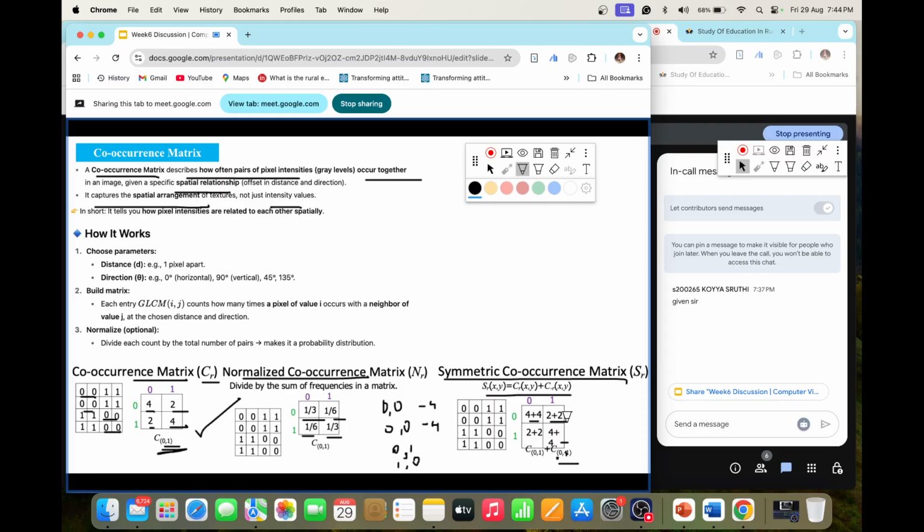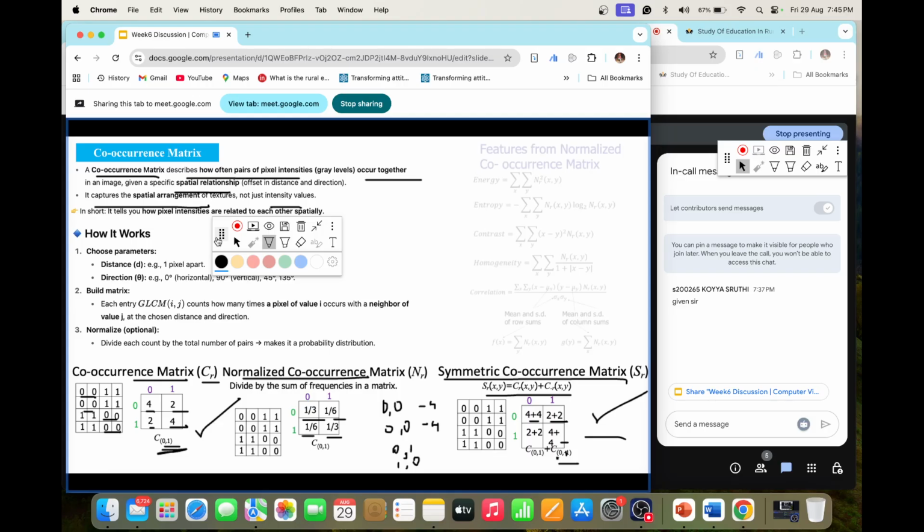So that is why 2 plus 2. Similarly 2 plus 2 here and 1 plus 1, 1 and 1, that is 4 plus 4 here. So this is your symmetric co-occurrence matrix. So 4 and 8, 4 4 and 8. This is your symmetric co-occurrence matrix. So this is the thing.